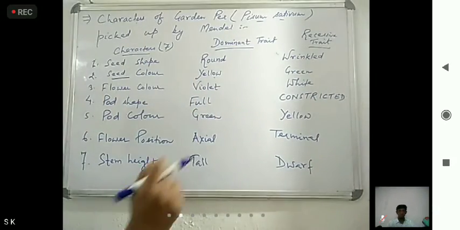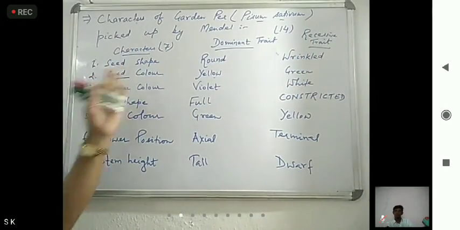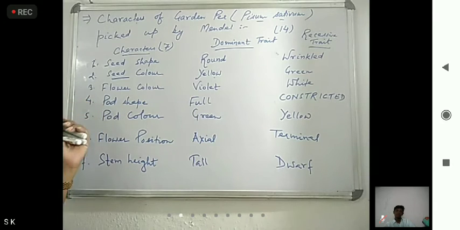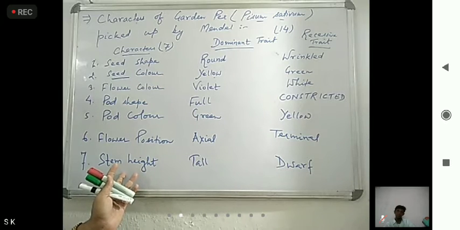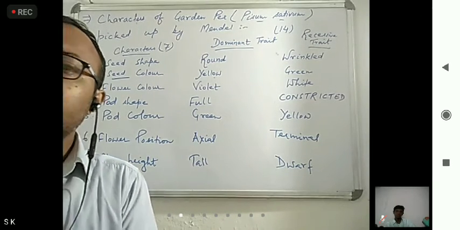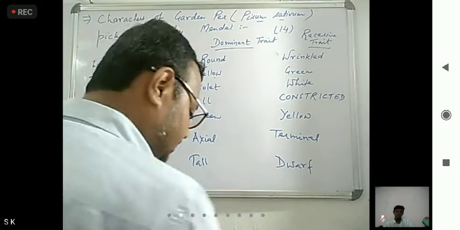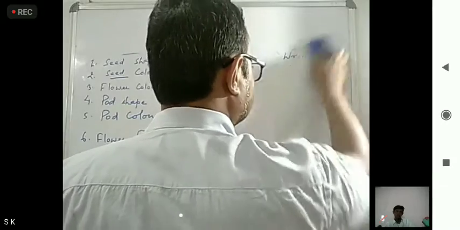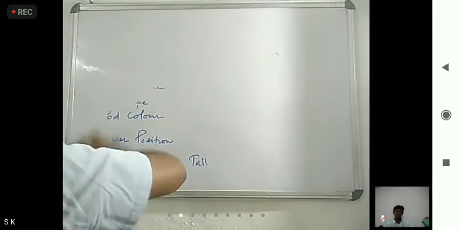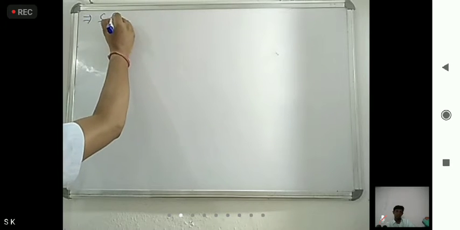Seven characters are there and 14 traits are there. So first is seed shape, then seed color, then flower color, then pod shape, then pod color, then flower position, and then stem height. Now there was one scientist, whose name is S. Blixt. This name you have to remember.